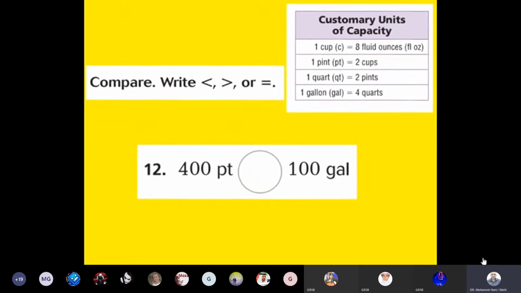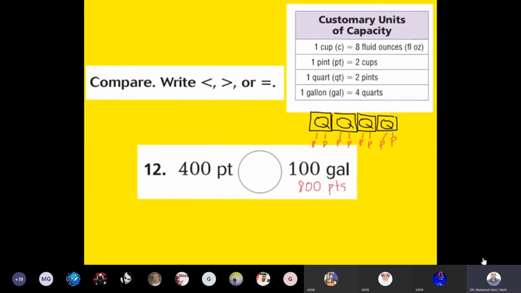Let's take a look at number 12. Now we've talked about converting pints to gallons back on a previous question that we've already had. So let's quickly redraw that example. Remember we've talked about how 4 quarts are in 1 gallon. There's my 4 quarts, and there's 2 pints for each quart. So we discovered that there were 8 pints per gallon. So when we're comparing pints and gallons, let's go ahead and change this gallons to pints. If I know in 1 gallon there are 8 pints, then 100 gallons we'd have 800 pints.